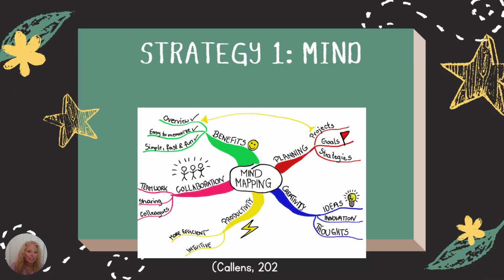The first strategy I want to talk about is mind mapping. We know from learning about how the brain retains information that making connections is essential to forming memories. Mind mapping helps the students do that. It's a picture that starts with a central idea and then branches out from there. We're going to have to do a lot of modeling in our classrooms on how to do this before the students can take it on themselves.